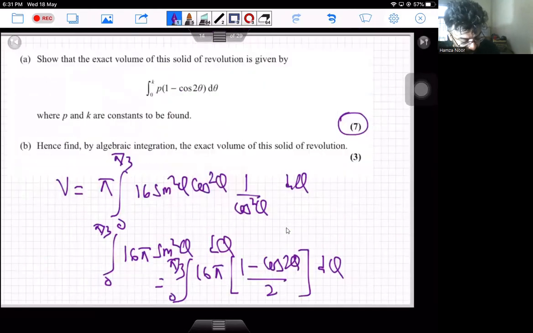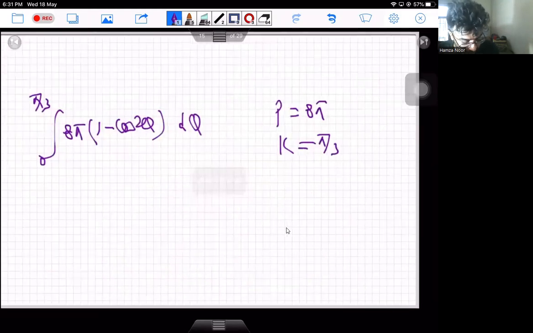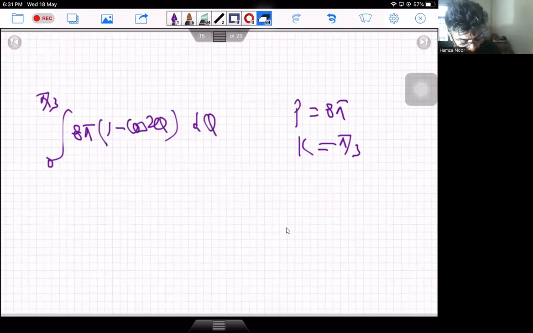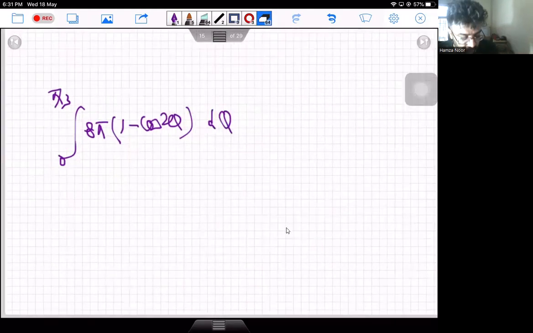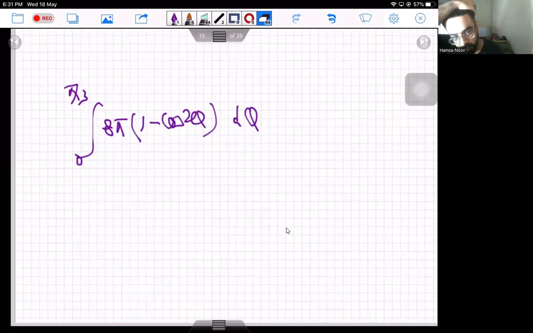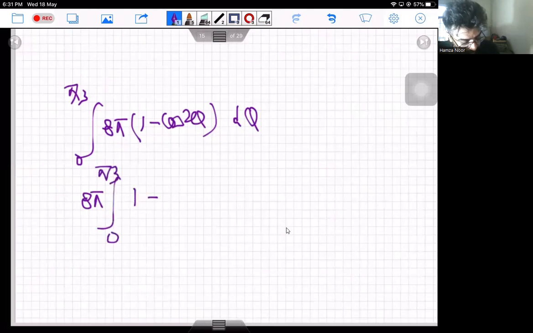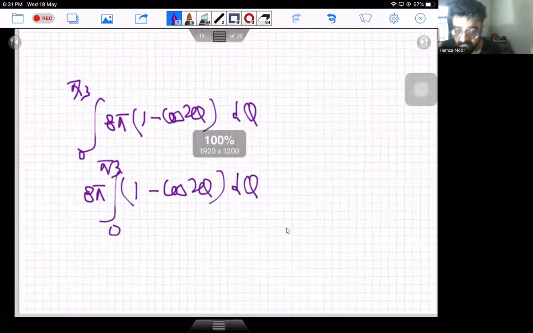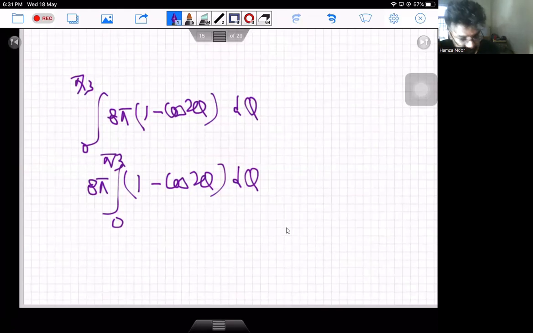And now in the next part, we need to find by integration the exact volume of this solid of revolution. We need to obtain the value of this definite integral. So upper limit is pi over 3 and lower limit is 0. 8 pi is a constant term outside, so we can keep it outside the integral. And we need to integrate 1 minus cos 2 theta with respect to theta. So when 1 is integrated with respect to theta, it will give you just theta. And then we have a minus sign.